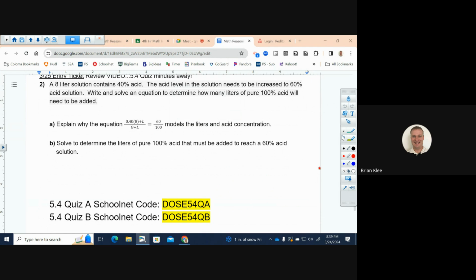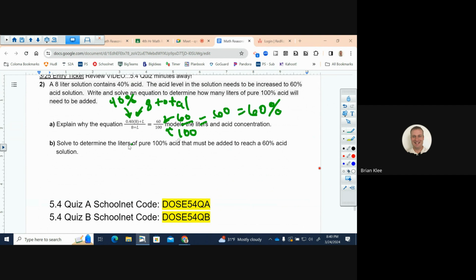So first, understanding how to pick the equation. Right there, that's the 40%, and it is 40% of 8 total. If you read the problem here, the acid level needs to increase to 60%. So right here, 60 over 100 will equal 0.60, which is the same as 60%.